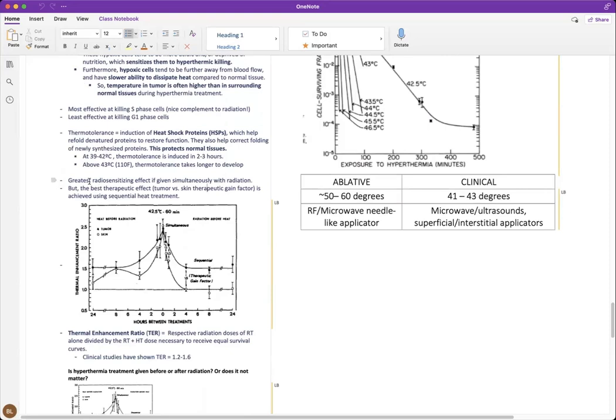So when we're doing treatments, we have the most radiosensitizing effect if we give it at the same time as radiation. And then on the other hand, the best therapeutic effect, where you have tumor killing versus basically normal tissue repairing, which they've described as therapeutic gain factor, is achieved when you do sequential heat treatment.